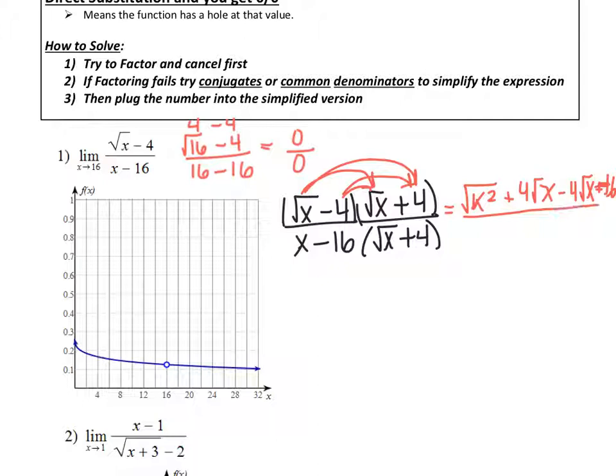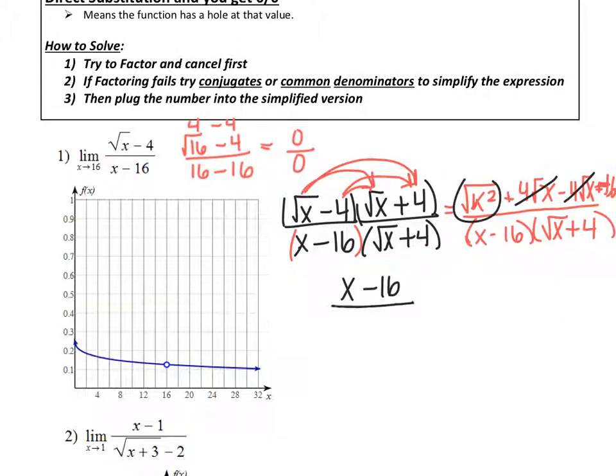Okay, so now the trick for the denominator is we're actually not going to double distribute. We're just going to leave it as x minus 16 and radical x plus 4. And you'll see why in just a minute, why we're not going to double distribute the denominator. These two will cancel, and the square root of x squared is x. So we have x minus 16 over x minus 16 times the square root of x plus 4.